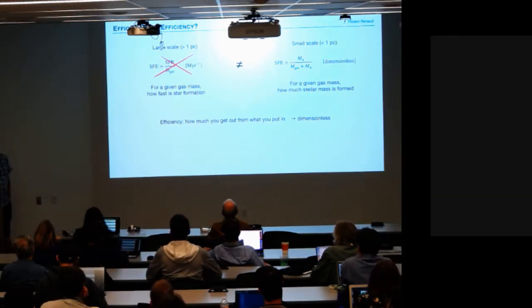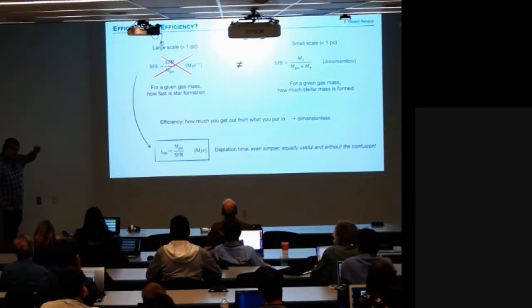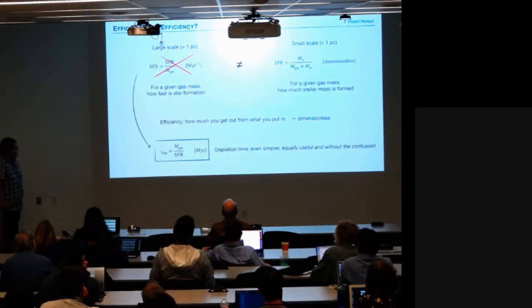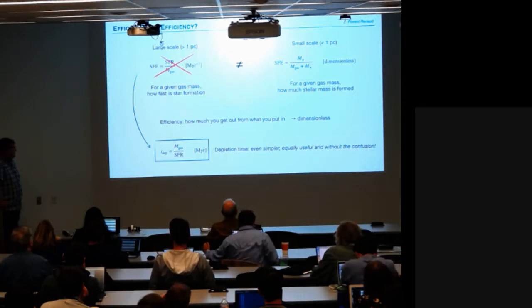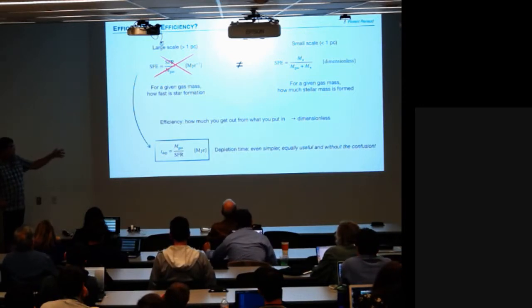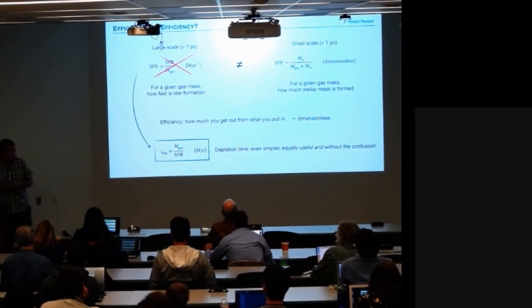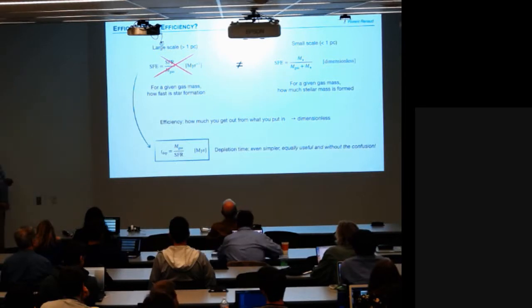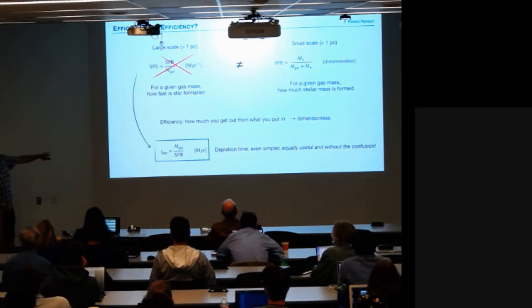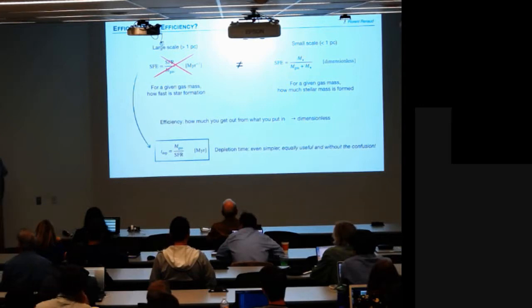And there is already a way to do that, which is just to use the depletion time, the ratio between the mass of gas and your star formation rate, that gives you a time. It's even simpler, equally useful, and without the confusion. So I would encourage everybody to use that instead. That means exactly the same, but no confusion.